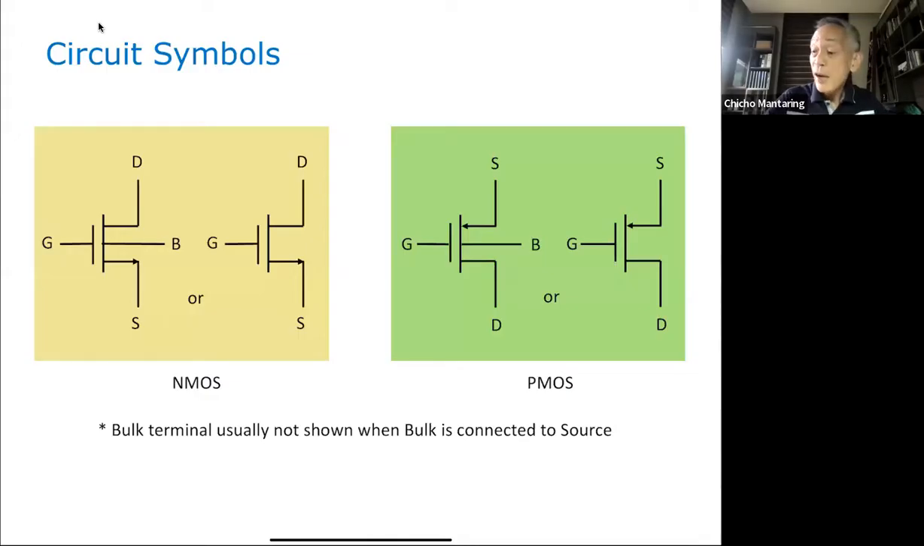So the arrow appears at the source terminal and indicates the direction of current flow at the source. No? So here at the source terminal, we know that the direction of current flow will be going outward. Here at the source terminal, we know that the direction of current flow will be going inward.